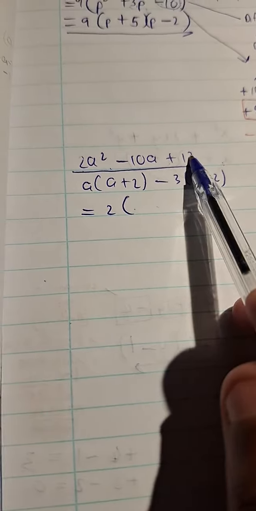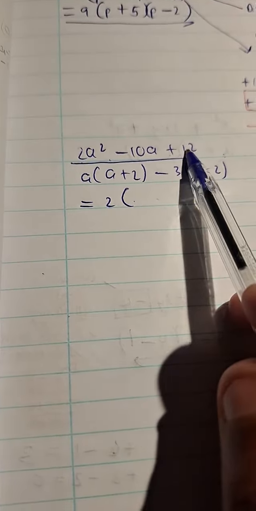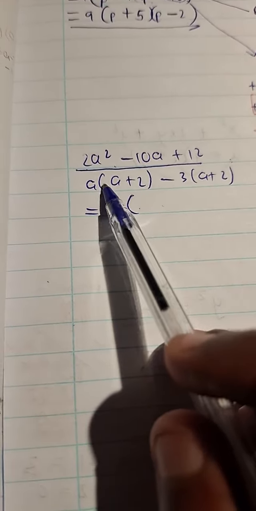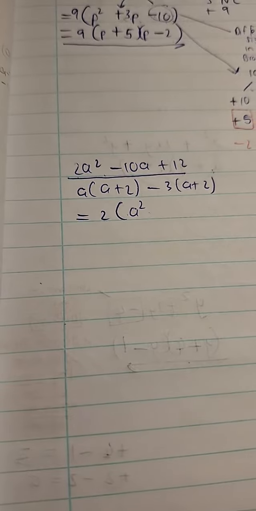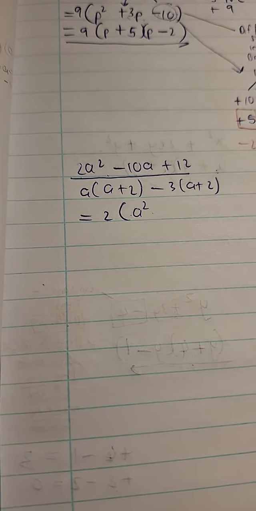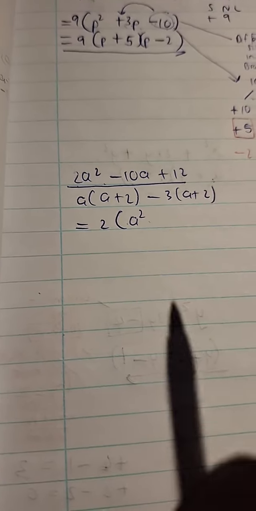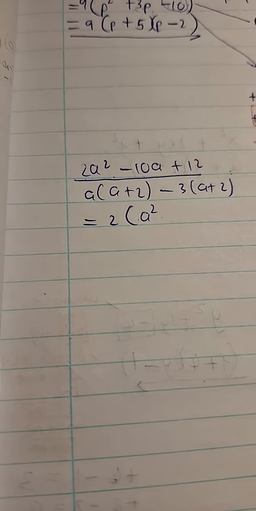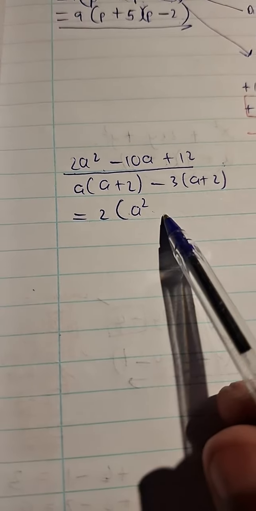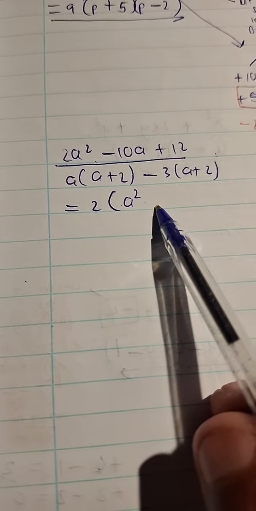Yes, the numerator is on top. 2a squared minus 10a plus 12, over a into a plus 2 minus 3 into a plus 2. What gets left behind? Very good, guys. It's a squared for the first term. Then in the second term, what gets left behind? The second term in the bracket, what gets left behind?